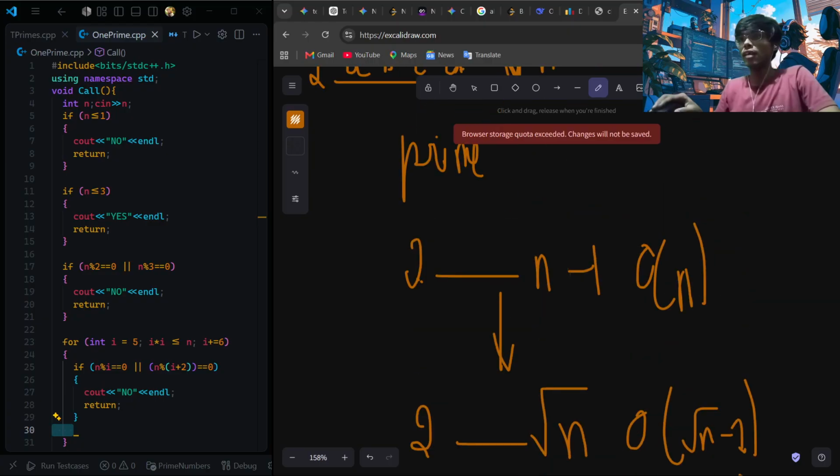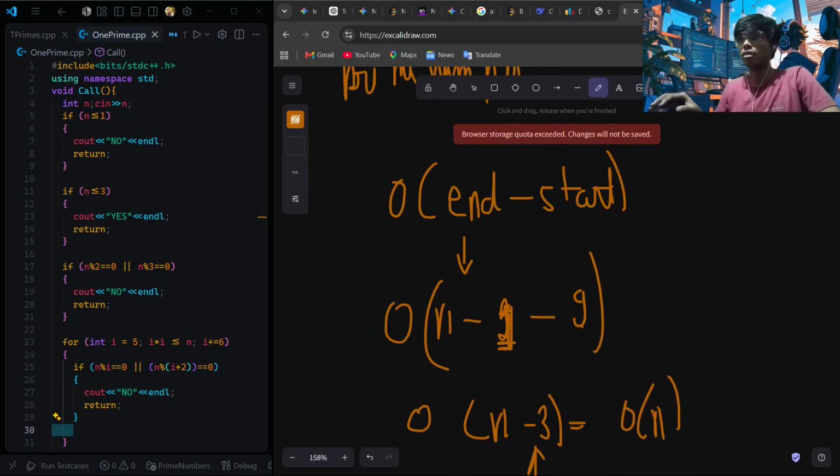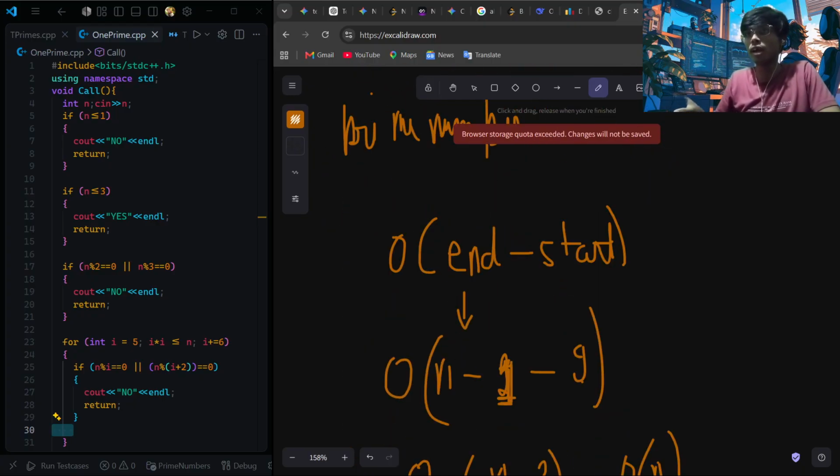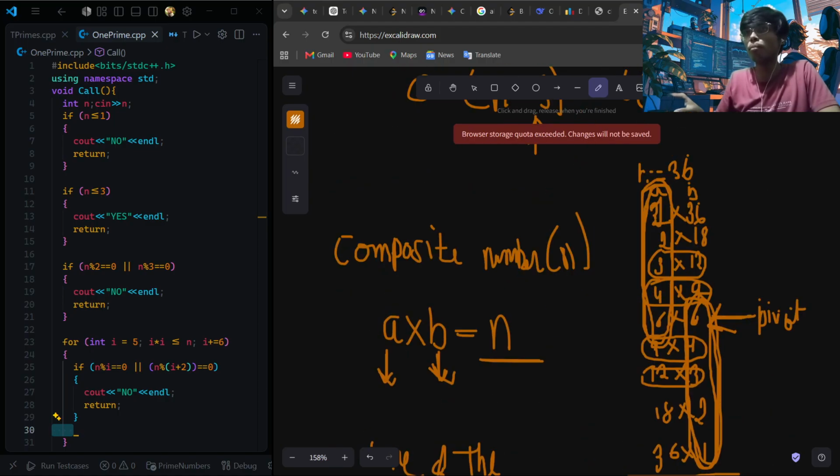Let's try to understand that first. We have already covered the brute force approach, and we have to optimize it. For optimization, first of all, we have to understand one thing: if there is any composite number, then that composite number can be formed by multiplying two numbers. And those two numbers are basically the factors of that composite number.